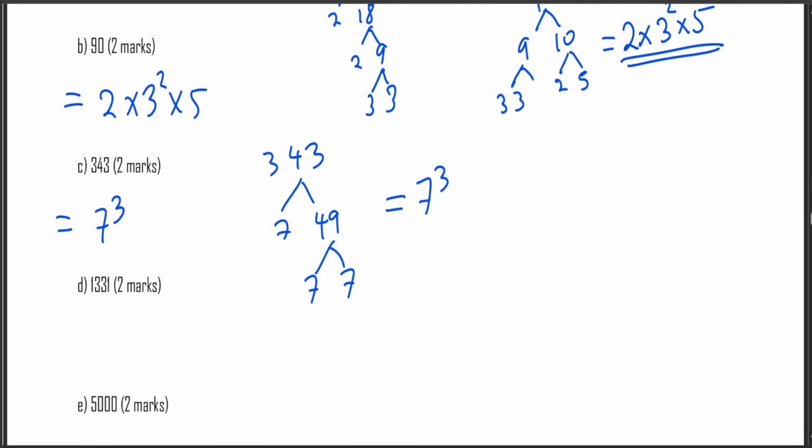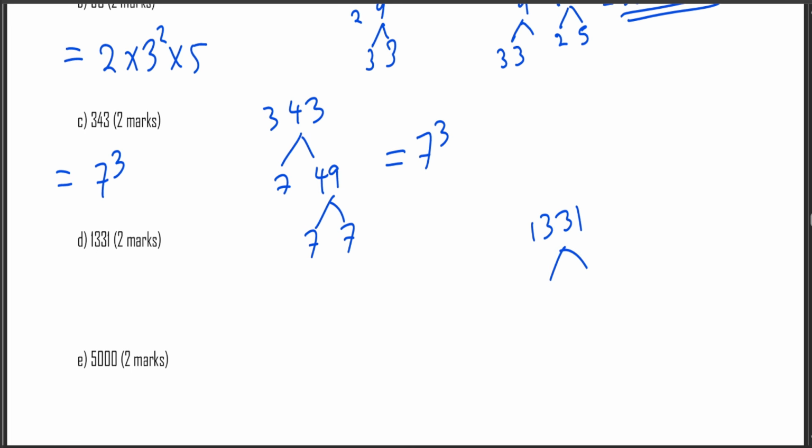For the final one, 1331. So let me use here 1331. You can divide by 11 only. So 1331 divided by 11 is going to give you 121, and divide by 11 again to give you now 11 cubed. So 11 times 11 times 11, which is just 11 cubed.